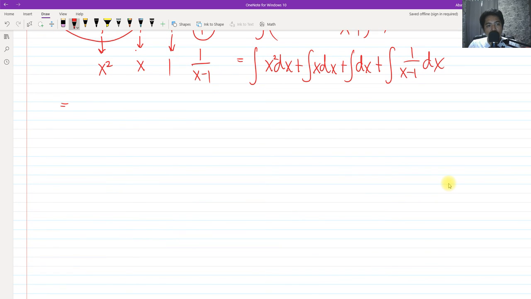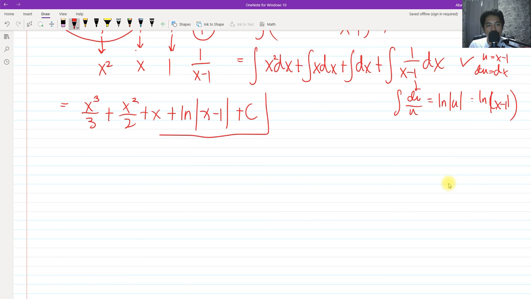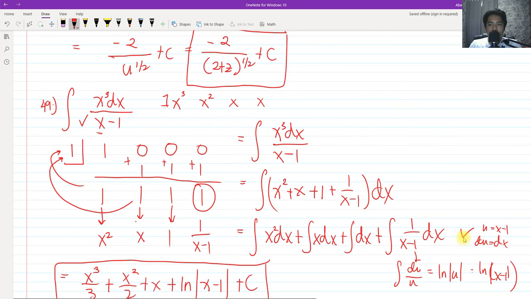So it's very easy. We have x cubed all over 3 plus x squared all over 2 plus x, plus natural logarithm of the absolute value of x minus 1. Of course, you have to use U substitution here. If you let u equals x minus 1, du would be dx. So this term would be du all over u. Then that's ln of the absolute value of u. If you change u back, that would be ln of the absolute value of x minus 1, which is the same as what we have written here. So that is our answer for our problem number 9.